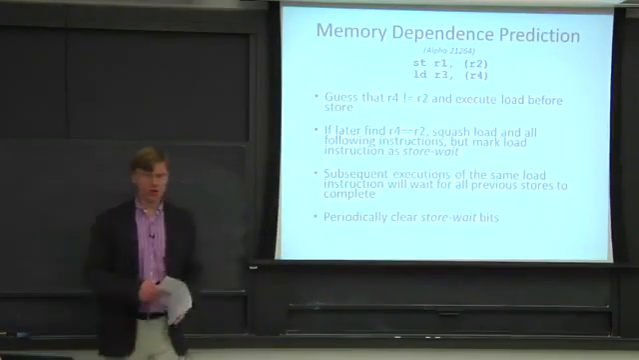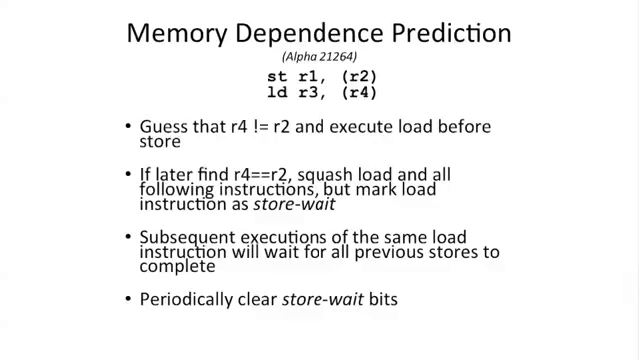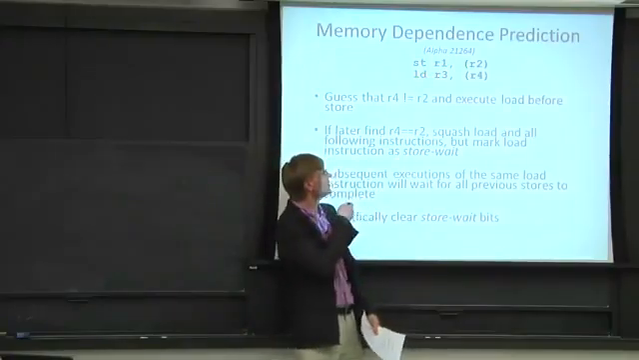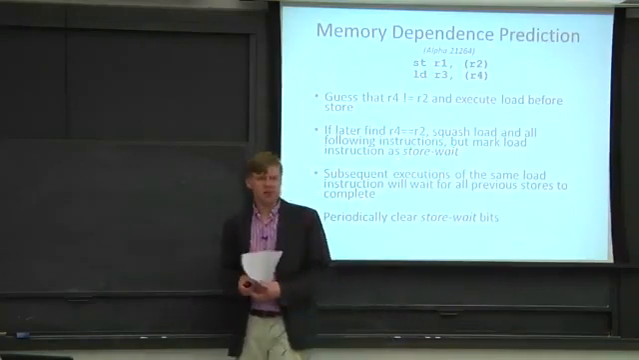So one heuristic on this, done in the Alpha 21264, is called memory dependence prediction. So what you do is you're still going to guess that the loads and the stores do not alias. But then later, if you find that the two registers do equal each other, you're going to squash all the instructions, but then you're going to do something special to that load. You're basically going to say, wait for the store.